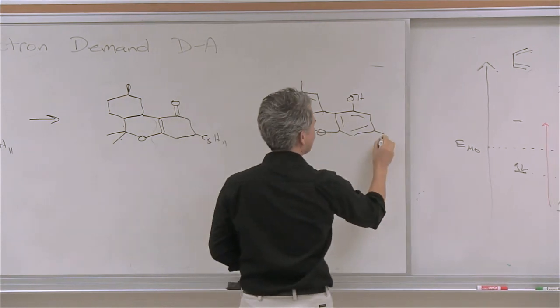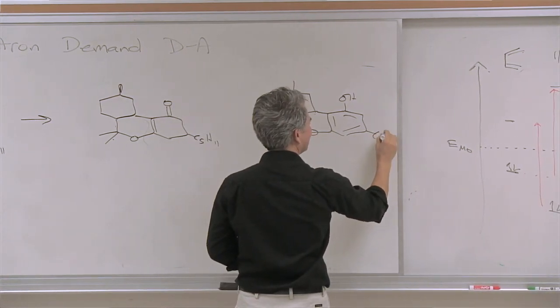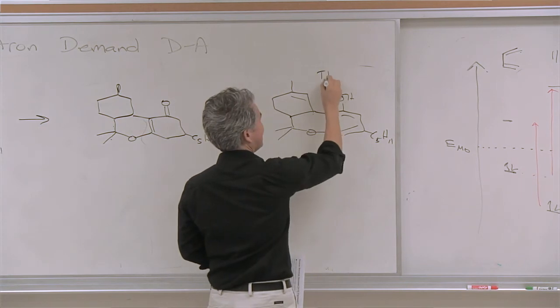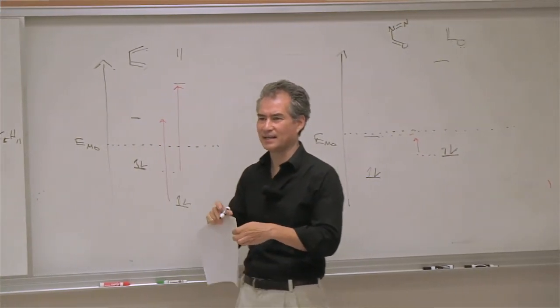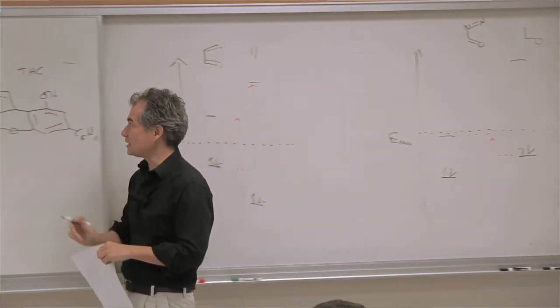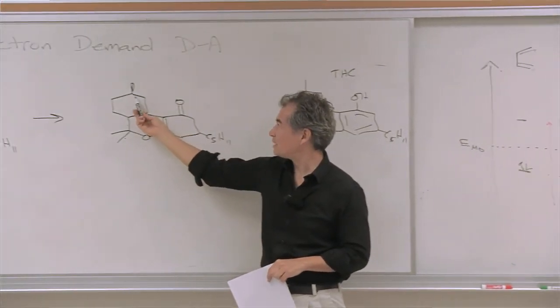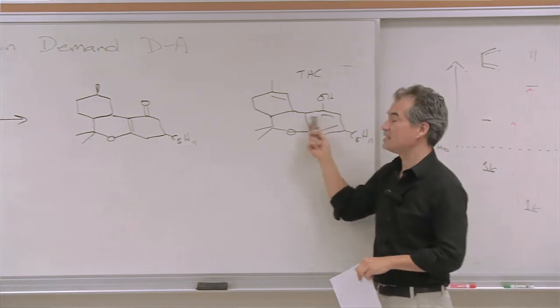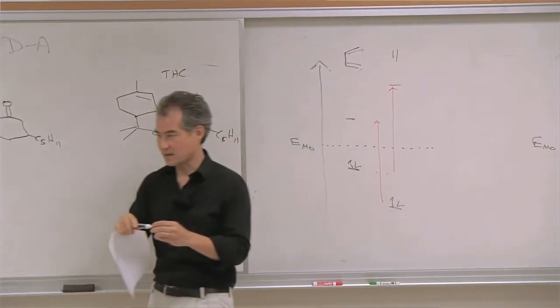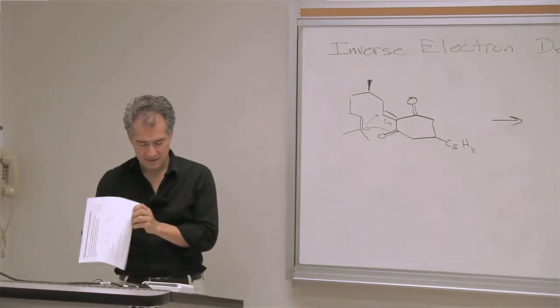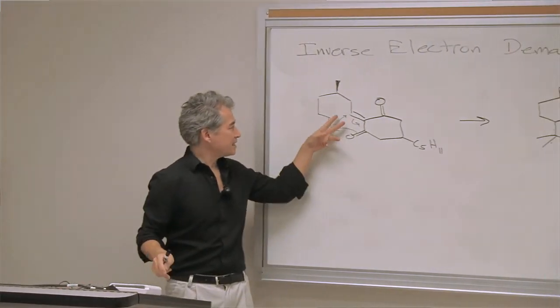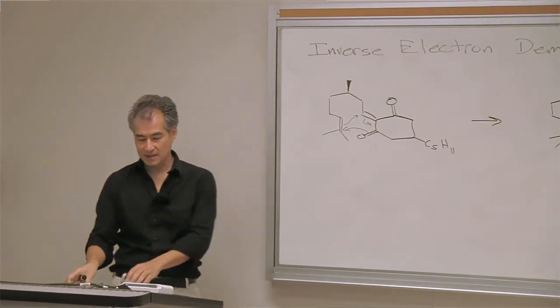I'm drawing this out because maybe it's obvious to you. This is THC, or delta-9 tetrahydrocannabinol, which is the active ingredient in marijuana. And you can make it almost completely in one step. You still have to add this extra double bond here, but it's very easy to aromatize this ring with oxidants. And this synthesis takes advantage of the facility of this intramolecular inverse electron demand Diels-Alder reaction.